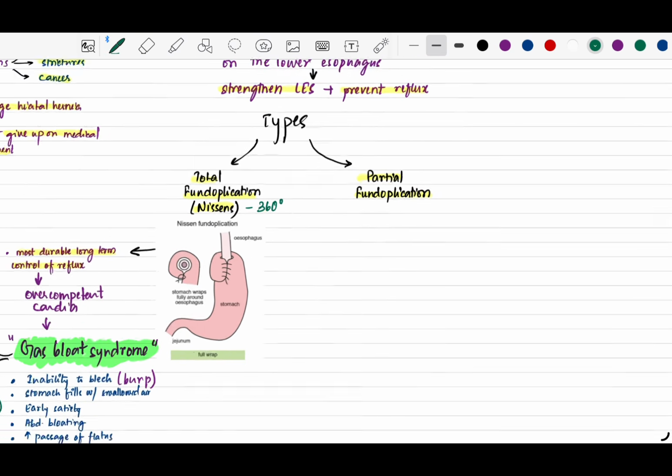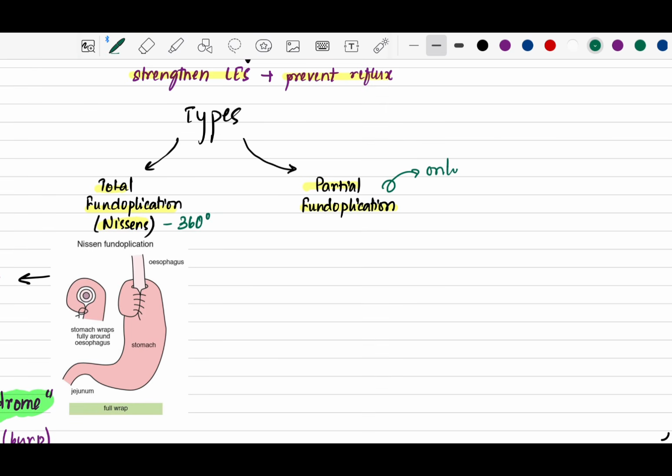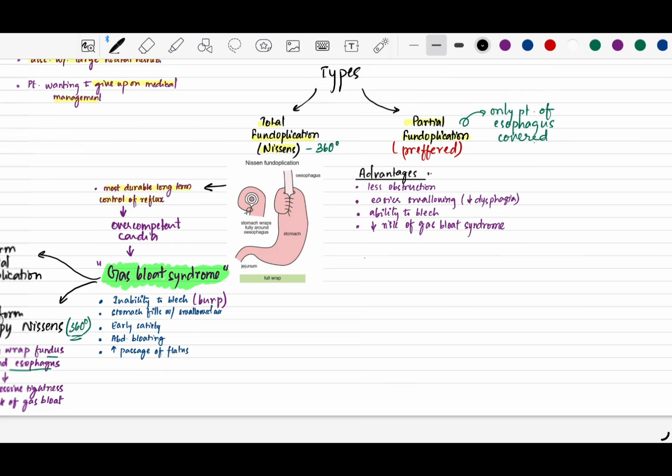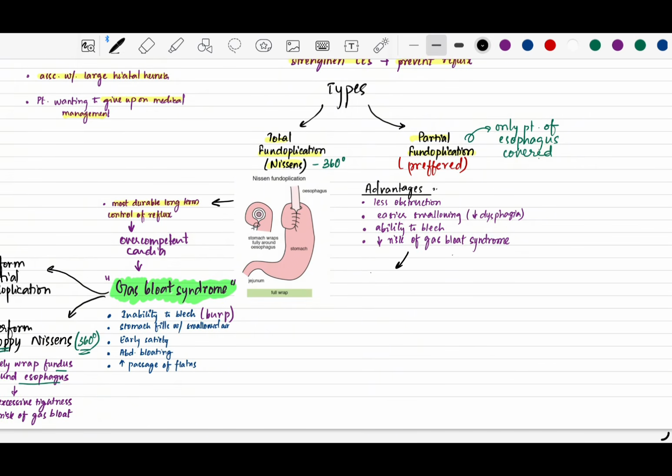Now let's talk about partial fundoplication, where only a part of the esophagus is covered and the rest of the esophagus is left uncovered. It has a few advantages as to why this method is preferred over total fundoplication. It causes less obstruction, there's easier swallowing, which means there is a decreased risk of dysphagia. There is ability to belch, which means that the person can easily burp. And then there is a decreased risk of gas bloat syndrome, which we discussed was the most common complication in total fundoplication.